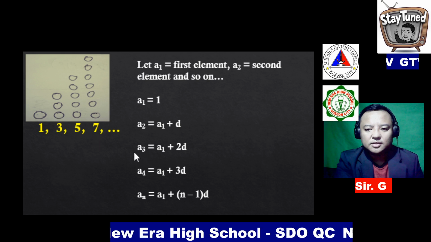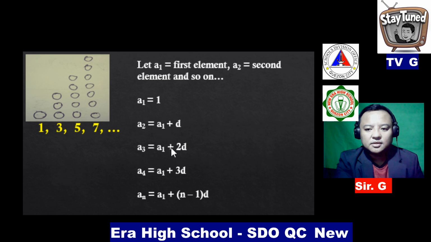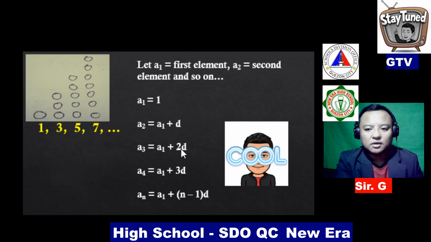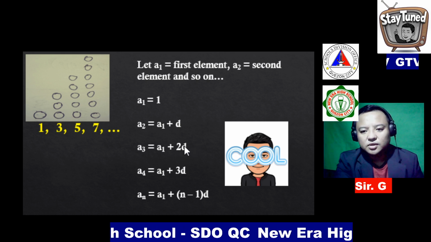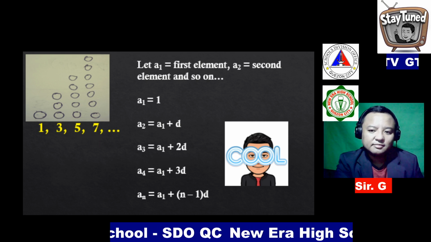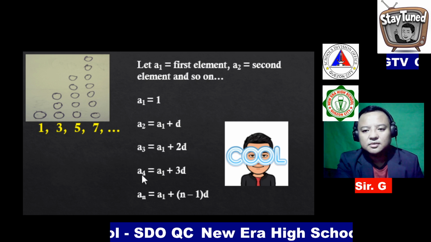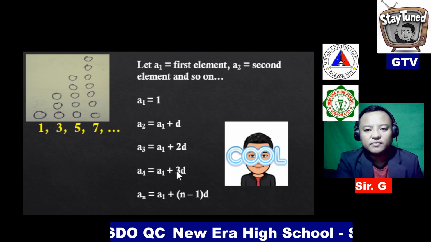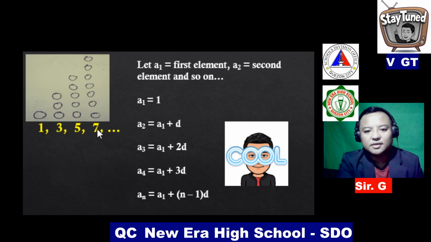Now to get the third element, I need again the first element, then twice of that common difference. Twice of d, or twice of 2. So twice of 2, that is 4, plus 1. Again, I will get 5. Right? Now let's get the fourth element. Again, this is 1, then thrice of the common difference, which is 2, that is 6, plus 1. Then I will arrive at 7.